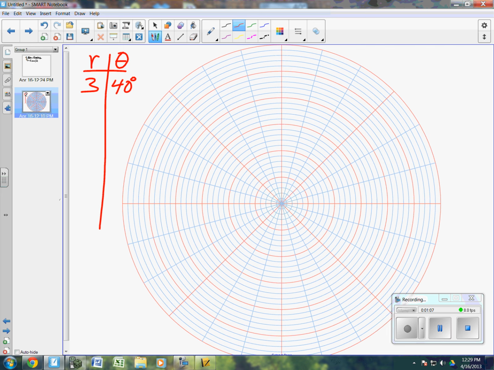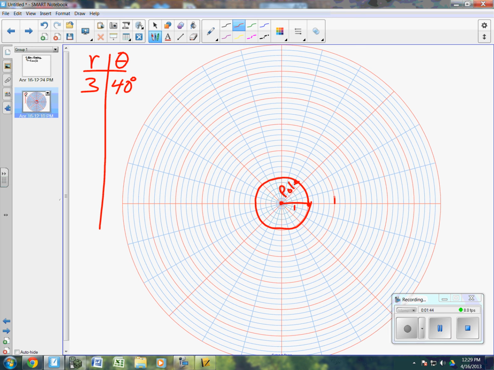Now, what you're going to do to graph in polar coordinates, this is not hard if you're listening. We can go to r first, and we can go to 3. What r is, it's the distance away from what we call the pole. This is called the pole, like the North Pole or the South Pole of the Earth, right? And each one of these red lines right here is a unit away. It's a circle with a radius. This right here is a circle with a radius of 1.